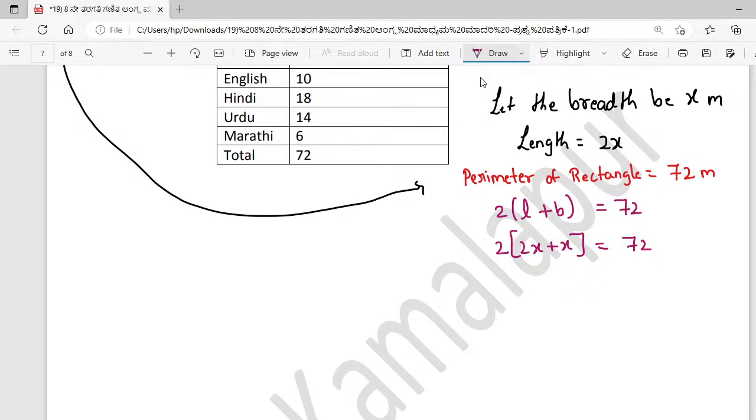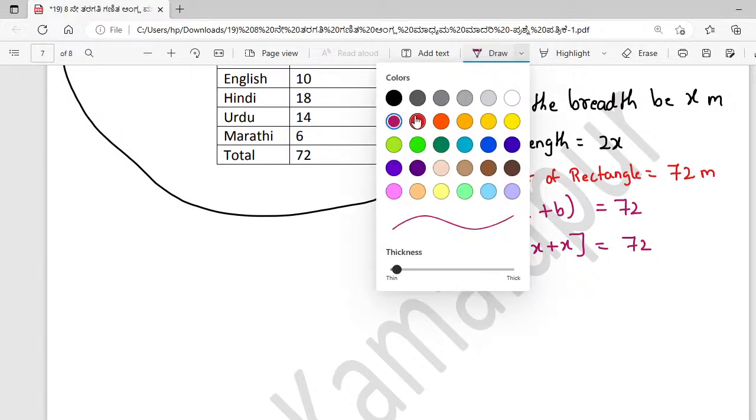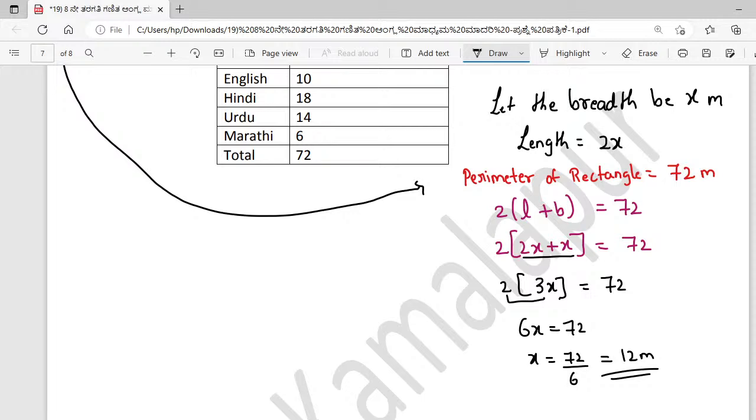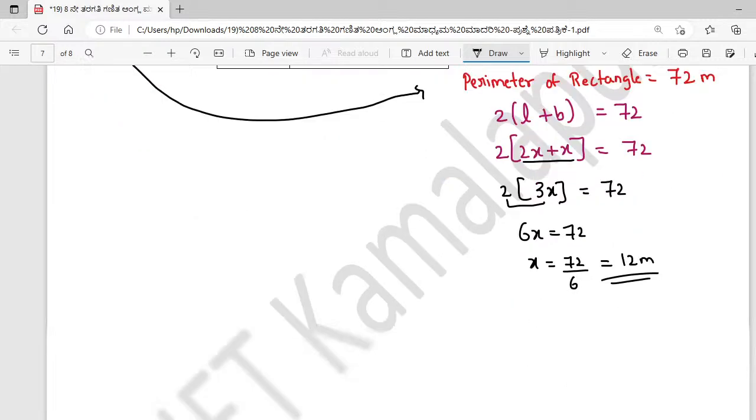Let us solve 2x plus x, because both the terms have the same variable. So 2x plus x gives 3x, so 2 of 3x is equal to 72. It is a bracket, so we multiply 2 into 3x, which gives 6x is equal to 72. Now cross multiply: x is equal to 72 by 6. Do the cancellation and you will get 12 meter. That is the x value. Which value have we considered as our x? That is our breadth. We have considered the breadth value as x.